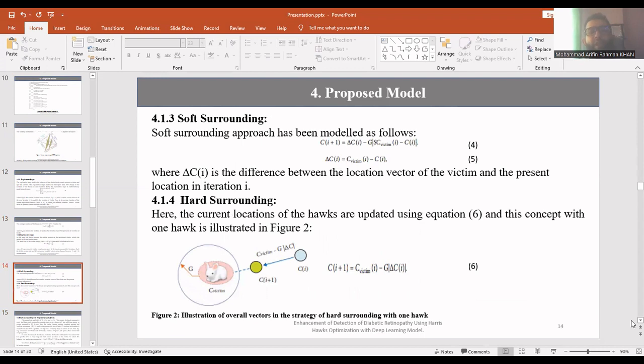Soft surrounding approach has been modeled by equations 4 and 5, where delta C(I) is the difference between the location vector of the victim and the present location in iteration I. Hard surrounding. Here, the current locations of the hawks are updated using equation 6, and this concept with one hawk is illustrated in figure 2.